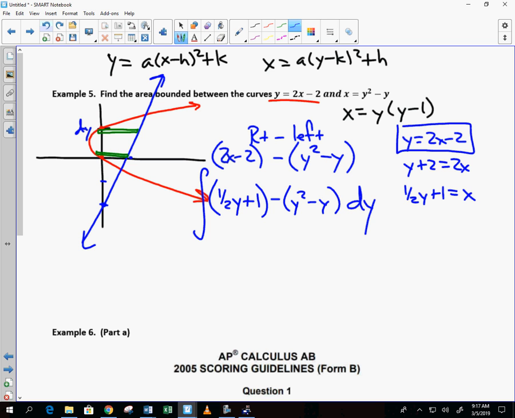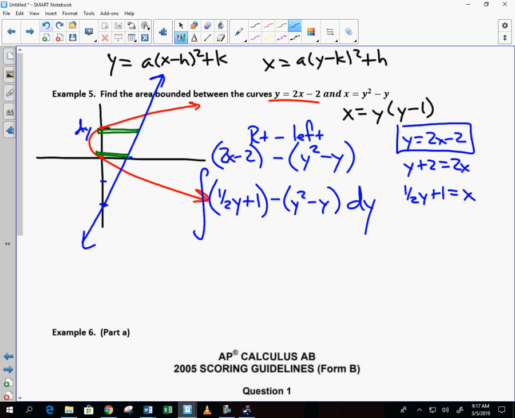All right, I now need to figure out my bounds of integration. In order to figure out my bounds of integration, I need to be able to identify the intersection points. The intersection points are not given to me in this scenario. So, anybody want to take a shot at how we would find the intersection points?